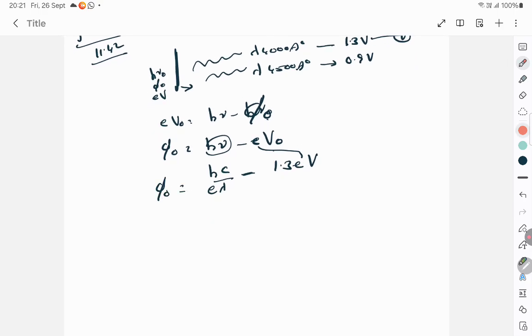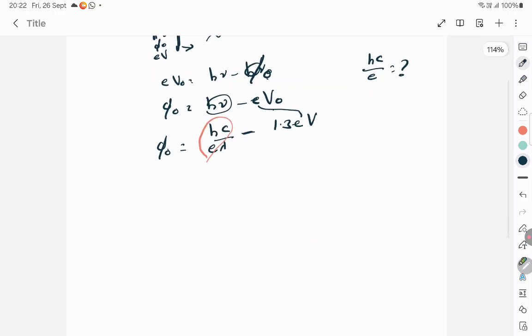But in this sum, I cannot substitute h c by e as 1.2 into 10 to the power minus 6. Why can't I do that? Because the question says find h c by e. The second part of the question says, from the data given below, find the universal constant h c by e. So that's the issue. Not only the work function, you also have to find h c by e. That makes the sum complicated because we can't substitute this value. So what do we do?